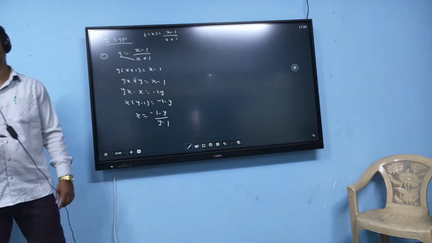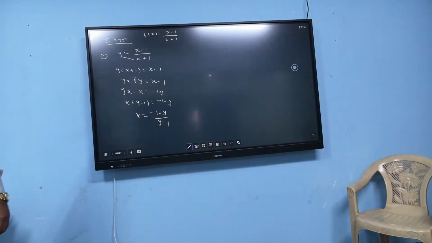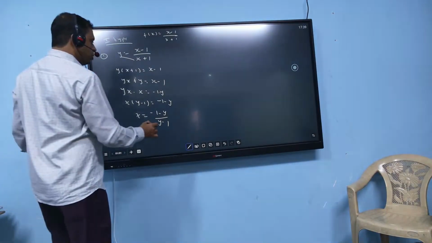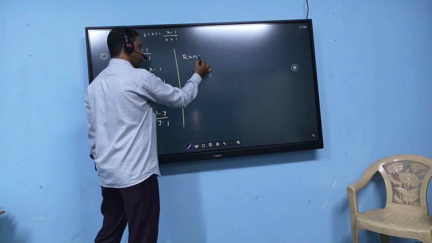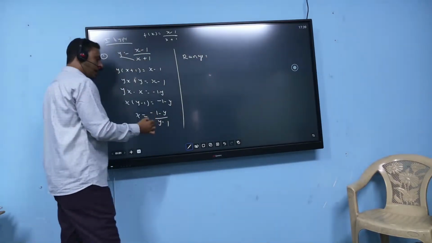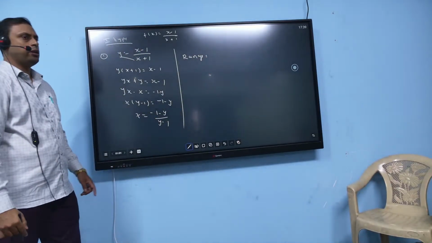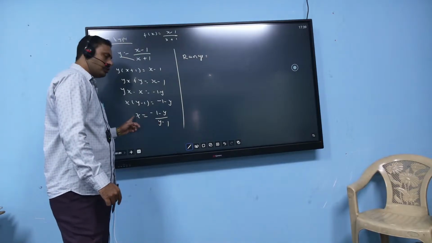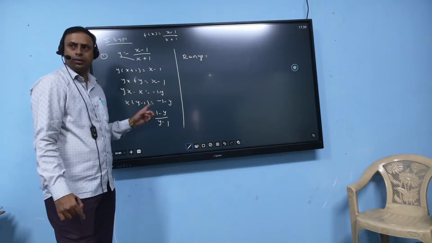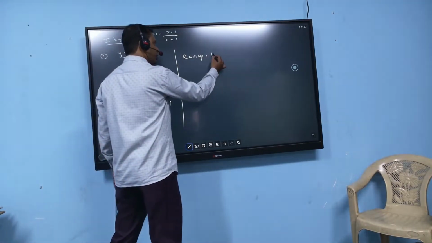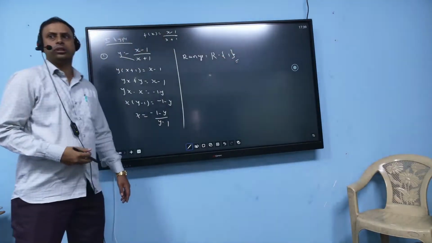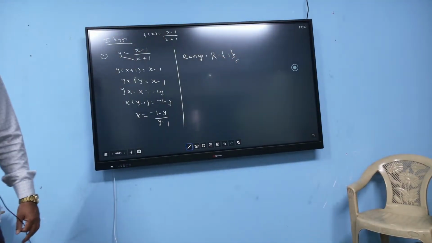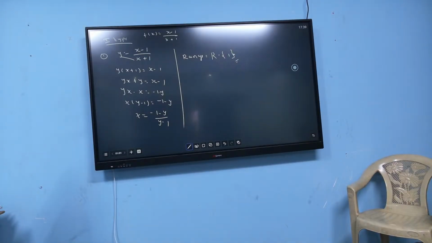Is this okay? After separating x, what do we do? Remove that point from the range where x is going to be undefined. If I take the value of y as 1, our x will become undefined, correct? So what I will do: all real numbers except 1. Is this okay? Any doubt?